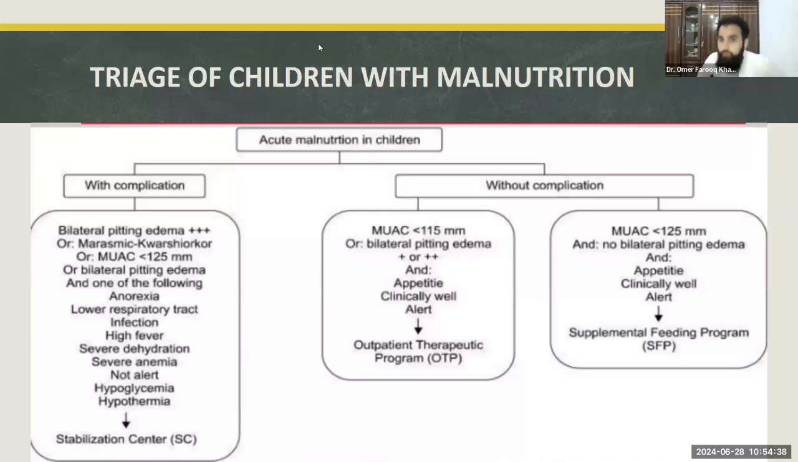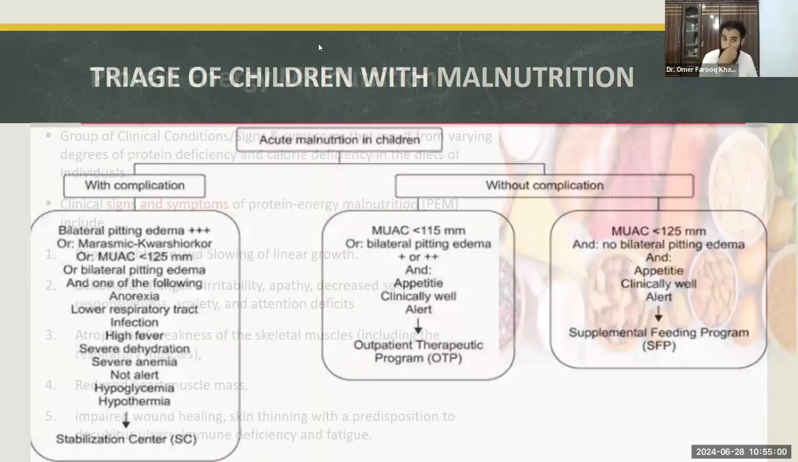Then there are children whose mid upper arm circumference is less than 12.5 centimeter, but there is no edema. So no edema means there is no protein deficiency, and their appetite is good. They are clinically well and they are alert. Then these children are enrolled into the supplemental feeding program. So what is supplemental feeding? I will discuss later. So now we'll come to protein energy malnutrition.